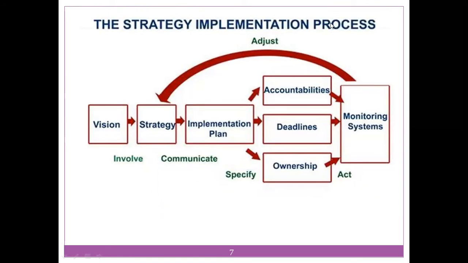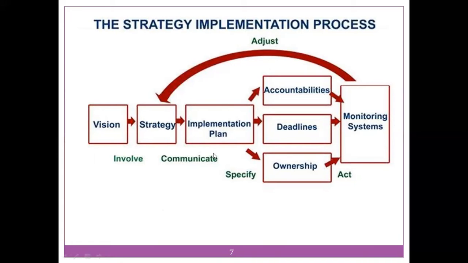Now here is the strategy implementation process, starting with a vision. Vision means where we are and where we need to go. That is a vision. According to that vision, we formulate a strategy. Then what is the implementation plan? That is how we want to implement that strategy, how we want to achieve that vision which we see, where we want to go in the future.